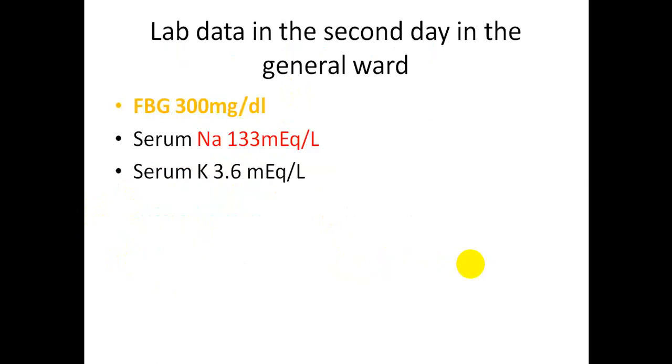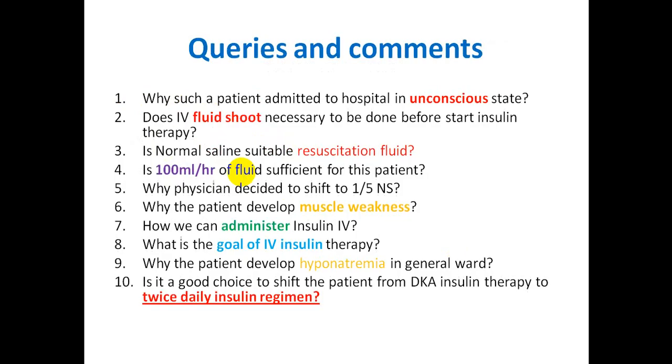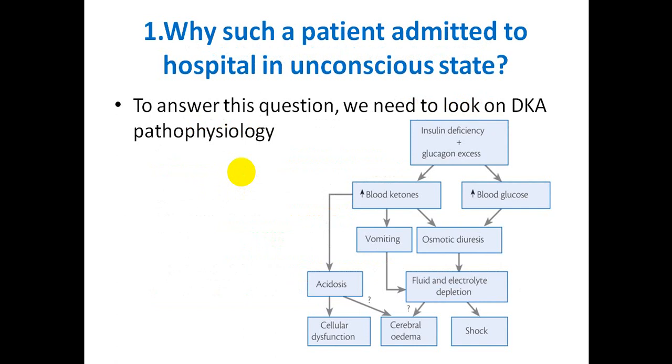Laboratory data on the second day in the general ward: fasting blood glucose 300, which is an elevation from the previous day. Serum sodium is lowered, which is hyponatremia, and serum potassium still within the normal range. Let's think of the treatment and the major problem in this case. So why was our patient admitted to hospital in an unconscious state?